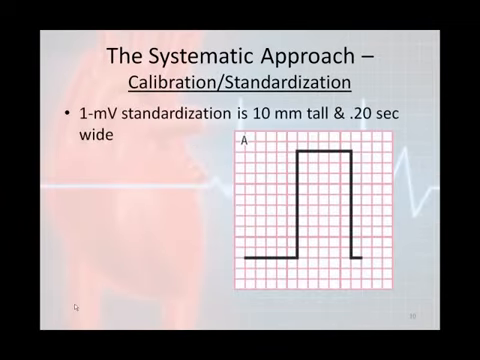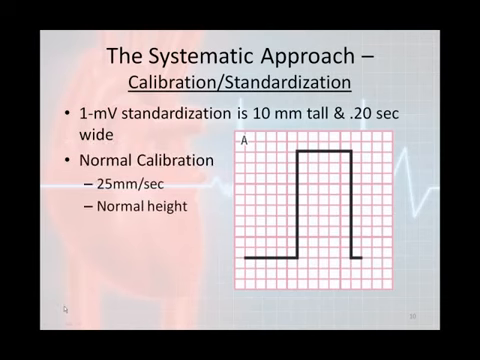A standard or normal 1 millivolt calibration is going to have a marker that is 10 millimeters or 2 big boxes tall and 5 millimeters or 1 big box wide. A marker with these dimensions means two things. Number one, the 5 millimeters or 1 big box wide means the EKG was printed at 25 millimeters per second, which is the standard print speed of heart monitors.